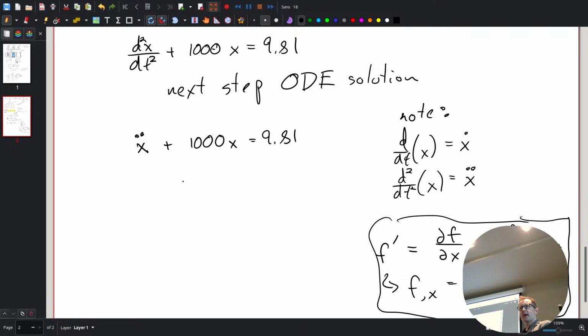Do we know what kind of function we expect for x, if we're saying x is how far the spring displaces? Will it be a parabola, an exponential? Yeah. Oh, you think it'll decrease?